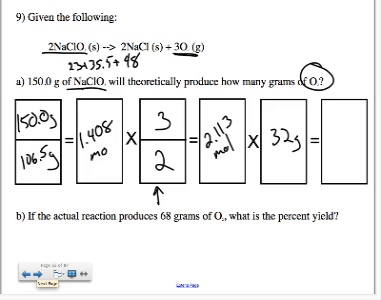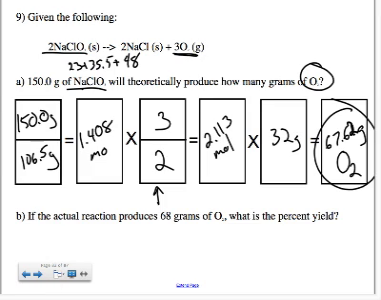Oxygen has a mass of 32. It's 2 oxygens, 16 each. So 2.113 times 32 is 67.62, rounding it off, grams of O2. That's how much I should get theoretically.